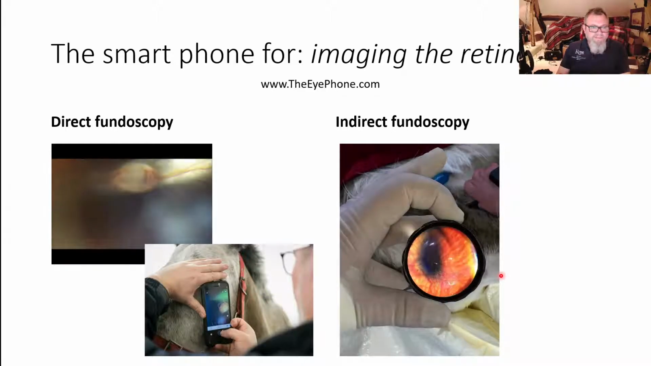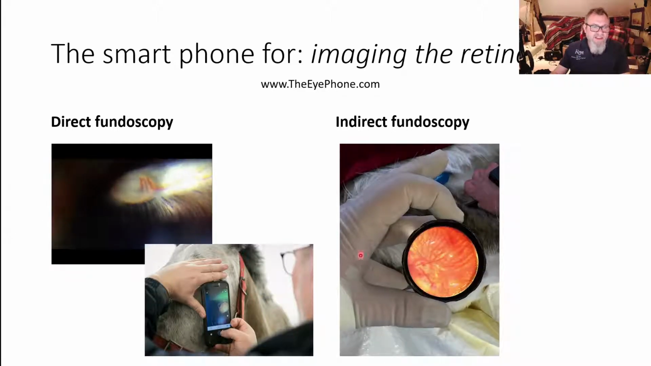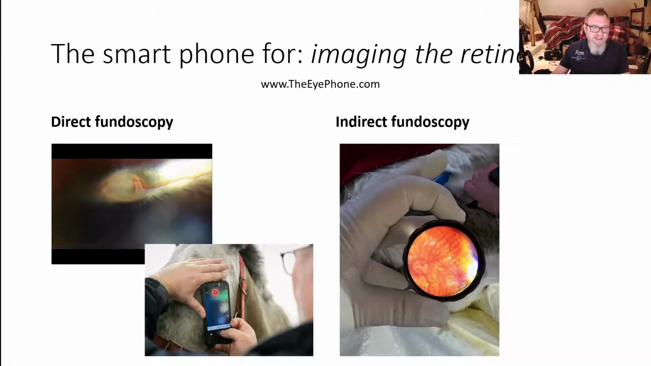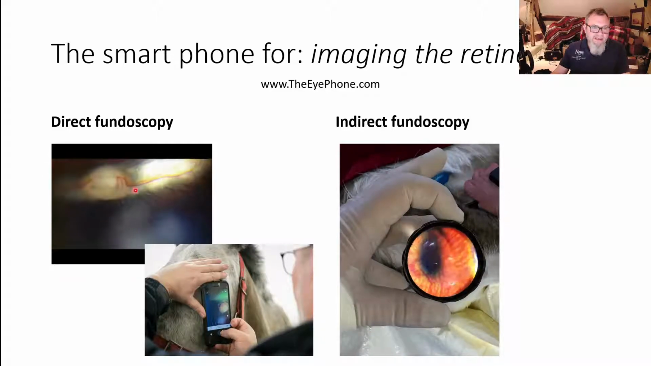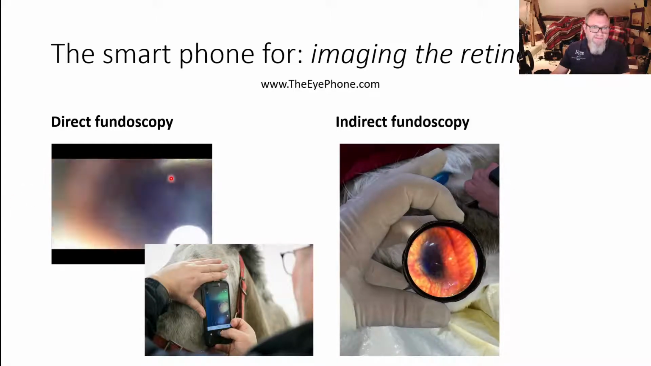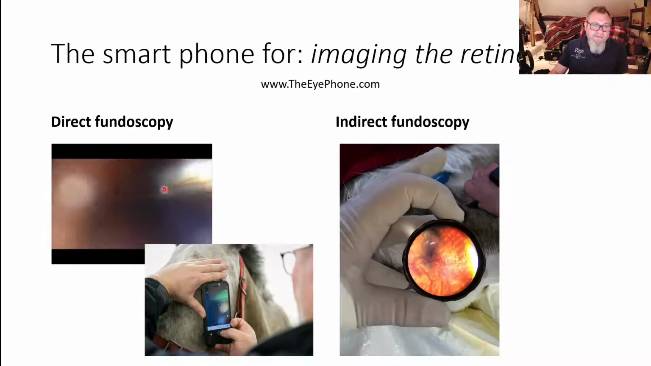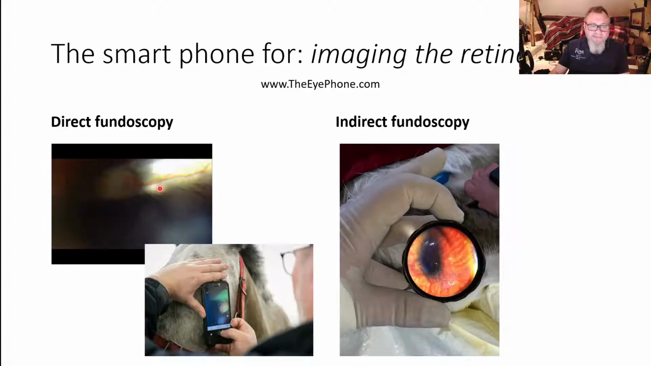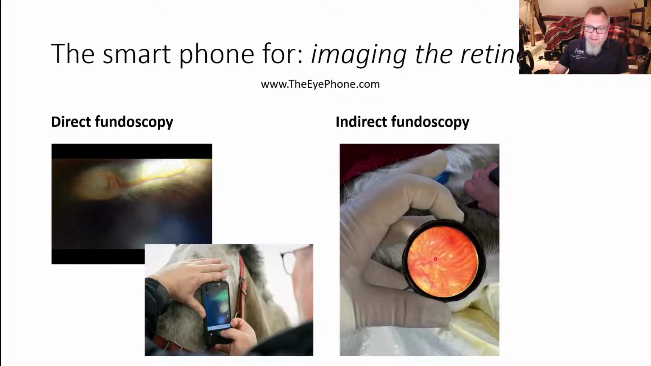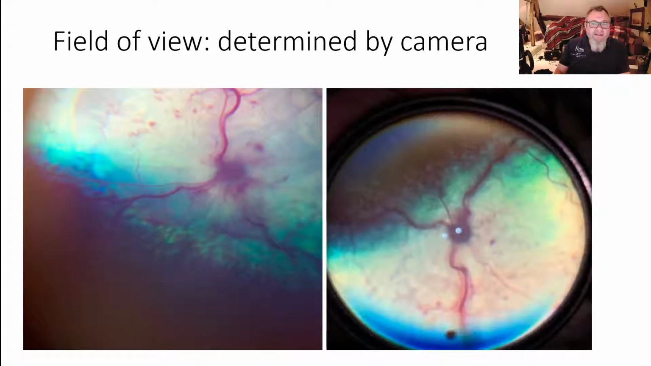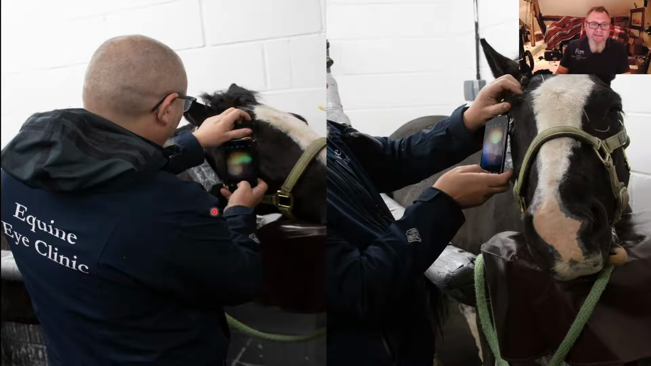So direct fundoscopy and indirect fundoscopy. With direct fundoscopy, we're getting the phone really close to the patient. This is a rabbit, and a little video showing its optic nerve head and radiating nerve fibre layer. Or indirect fundoscopy, where you're imaging the lens. The field of view would be shown by the camera. So if you have two lenses, telephoto and a wide angle, once you've got a close direct view of the retina, you can change your lens and you'll get a smaller field of view, but obviously a magnified image.